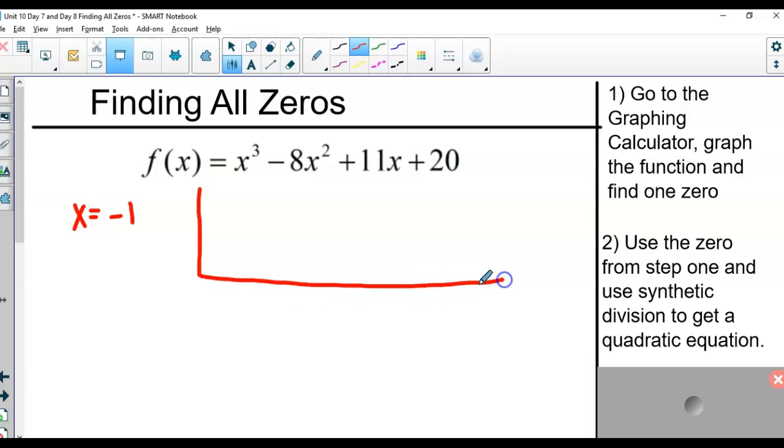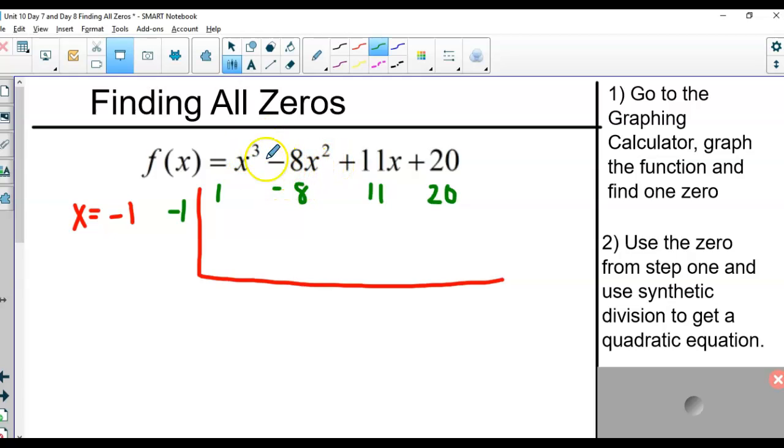So synthetic division, we make our L, we have our -1 that we just found. I'll rewrite it right there. And with synthetic division, we use the coefficients from this polynomial function. So I have 1, -8, 11, and 20. And just keep in mind, if you're missing a term, you look at the highest exponent, and then you go in decreasing order for your exponents. You need to make sure you have a coefficient represented for each exponent.